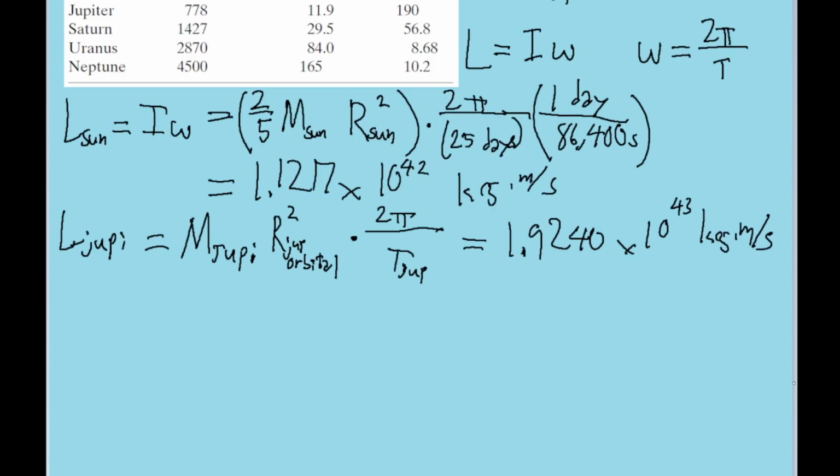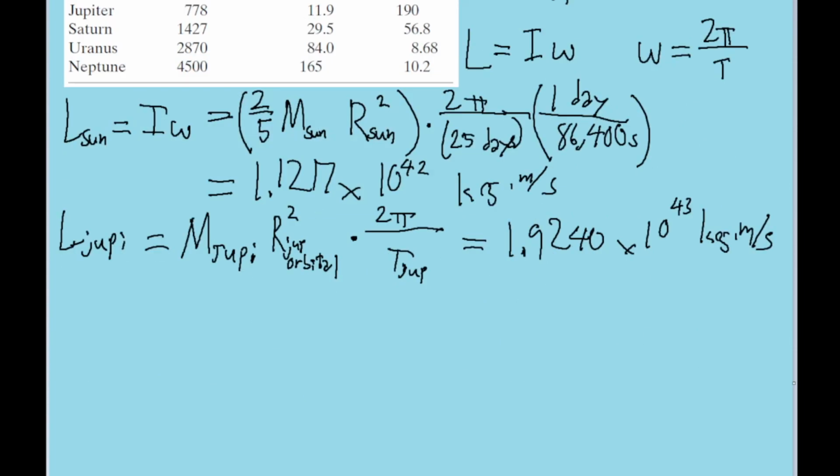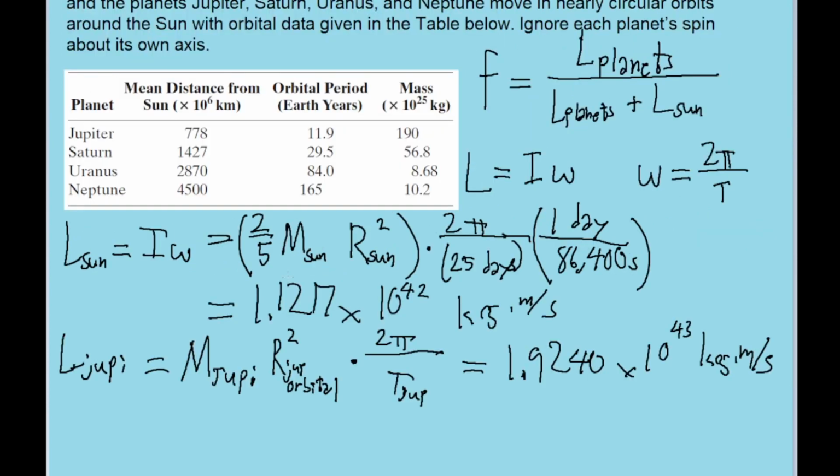What we did for Jupiter, we can basically just repeat for the other 3 planets, Saturn, Uranus, and Neptune, using the data given to us in this table. So just go through that, put in this basic formula, m r squared times 2 pi over T, and put in the numbers for all 4 planets, and then we'll have everything we need to take this final ratio and get the final answer to the problem.